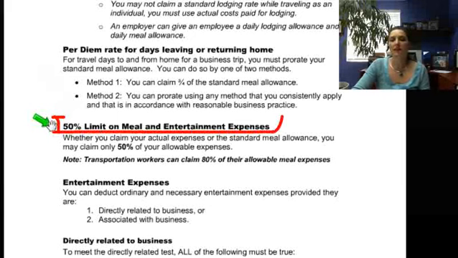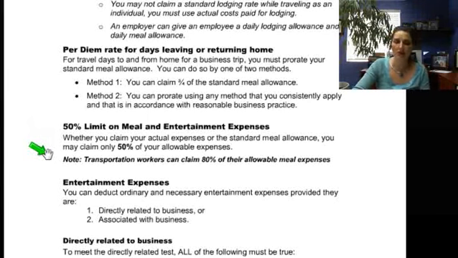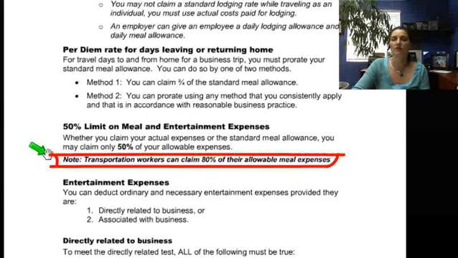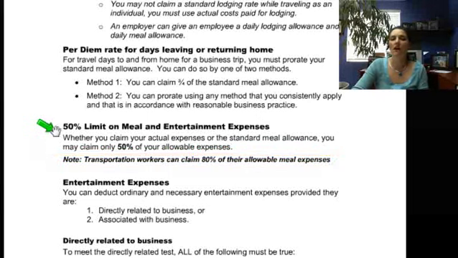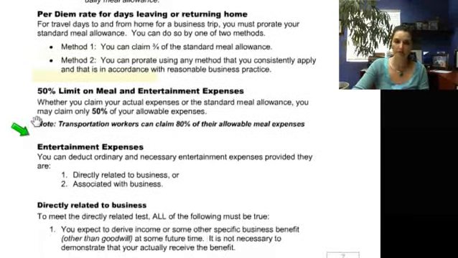There is a 50% limit on meal and entertainment expenses. Whether you claim actual expenses or the standard meal allowance, you still have to apply this particular 50% limit. But if you are a transportation worker, the final amount that you calculate for your meal and incidental expenses is reduced only by 20%. So transportation workers claim 80% of their allowable meal expense, while all other employees claim 50% of their meal expense.